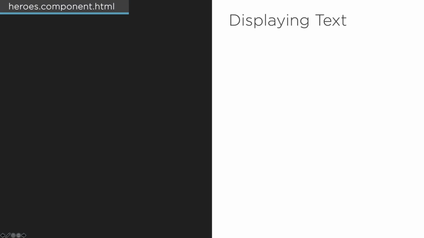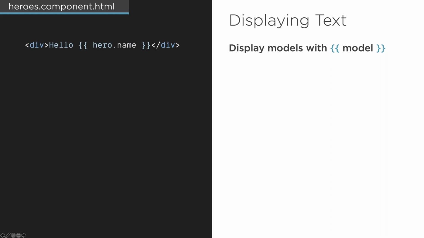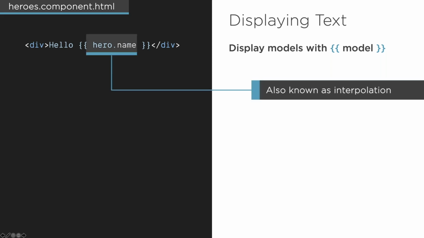The first thing you might want to do, once you have data, is display text on the screen. So we use these curly braces and wrap our model with it. Here we might say hello hero. In this case, the hero is an object and has a name property. That is known as interpolation. We basically render the value of the hero.name model on the screen. So it would say, hello, John. And that's read-only data.